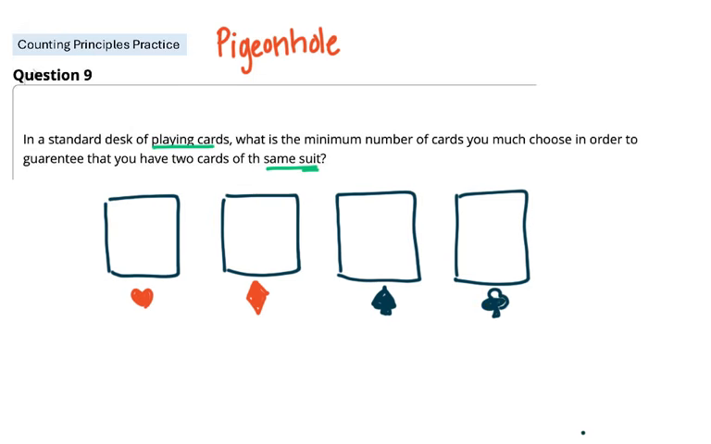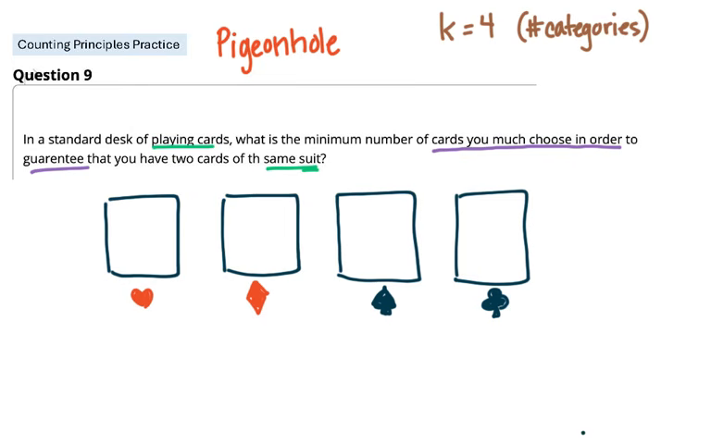Okay, so there's 4 different suits in playing cards, and the question is, what's the minimum number of cards you must choose to guarantee you have 2 cards of the same suit? So the idea with this is, first let's label a variable k. K is going to be the number of categories. So in this case, we have 4 different categories that when we pick a card, we'll have to put it into one of those categories.